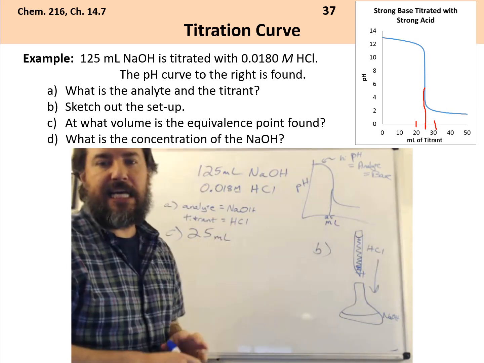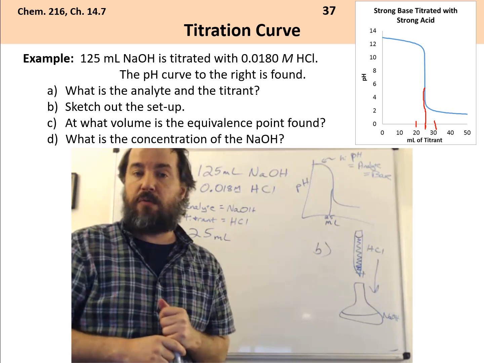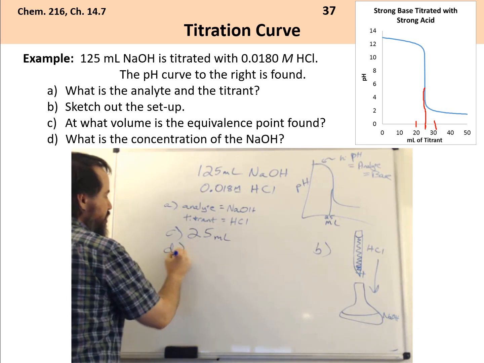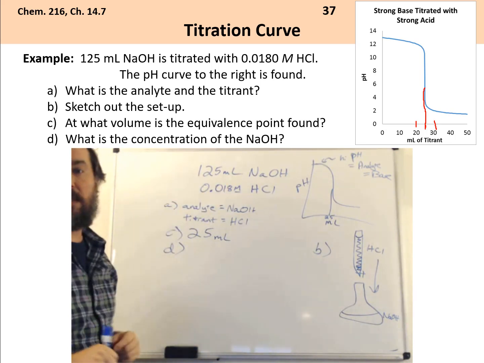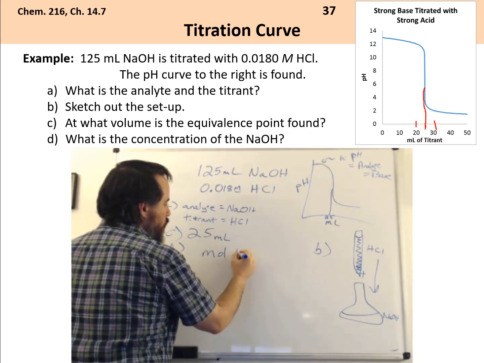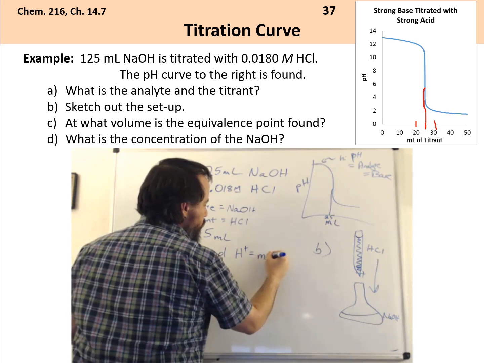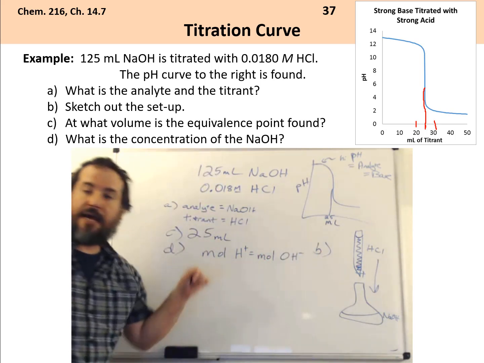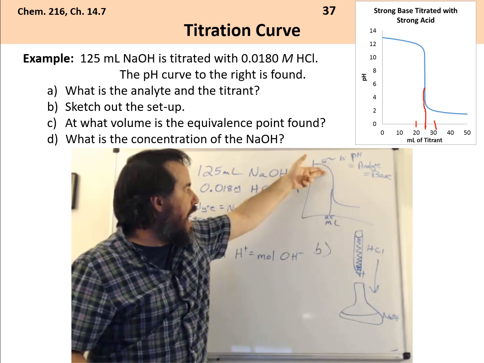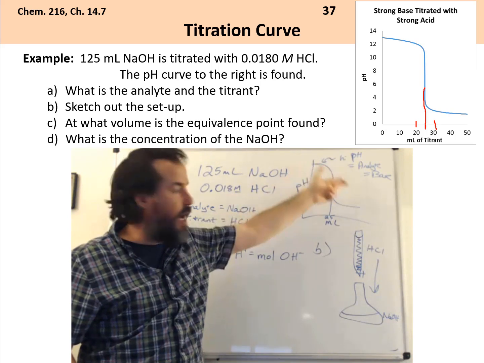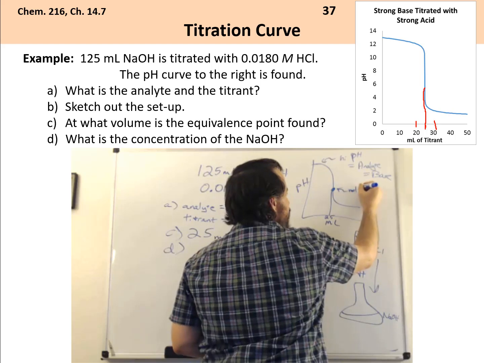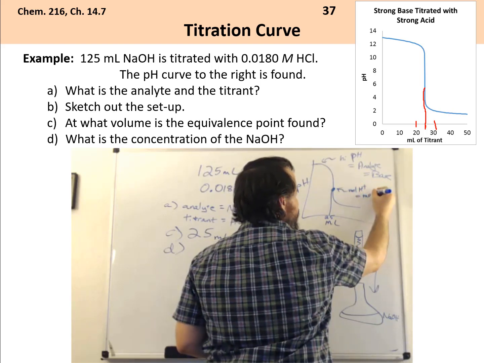All right, and now D. D is the real reason why we're doing it. What is the concentration of the NaOH? So the concentration of the NaOH is found by using that equivalence point. Okay? Now remember that moles H plus equals moles OH minus. Okay? That's what we said at that equivalence point. Nowhere else. Outside of that, I either have too much OH minus or I have too much H plus. But right here, I have moles H plus equals moles OH minus.